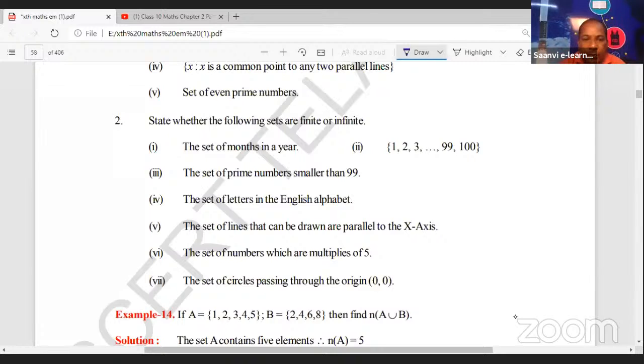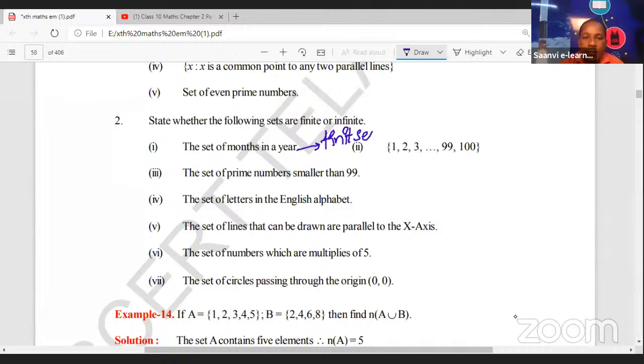Already we have discussed just now what is a finite set and what is an infinite set. A finite set means just countable elements. See here, the first set given is the set of months in a year. Can we count the months in a year? Yes, we can count easily. There are only 12 months. So this is a finite set.